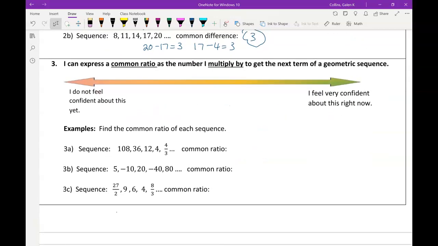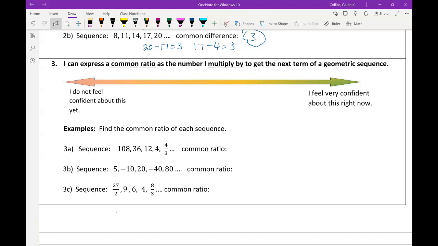All right, number 3, I can express a common ratio as the number I multiply by to get to the next term of a geometric sequence. All right, let's see how confident we feel about this. So in 3a, I notice that those numbers are decreasing. And I already know this is definitely a geometric sequence because I was told that in the prompt, and I'm asked to find the common ratio.